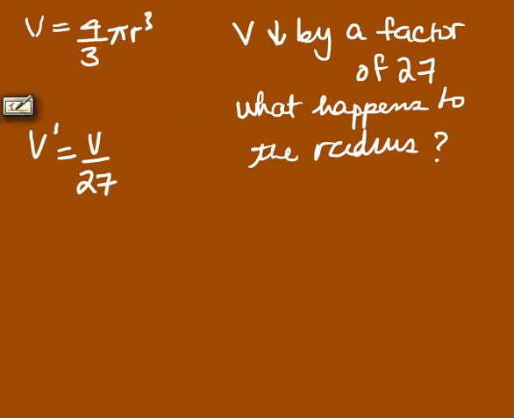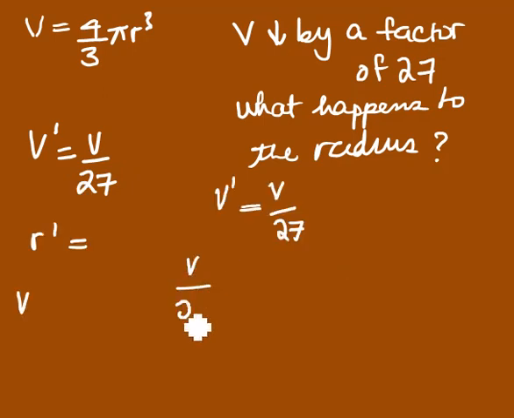Now, V prime equals 4 by 3 pi r prime cubed. Okay, now I can cancel 4 over 3, I can cancel 4 over 3 here, I can cancel pi, I can cancel pi here. I'm left with 1 over 27 r cubed equals r prime cubed. Now 1 over 27 equals r prime cubed, right?